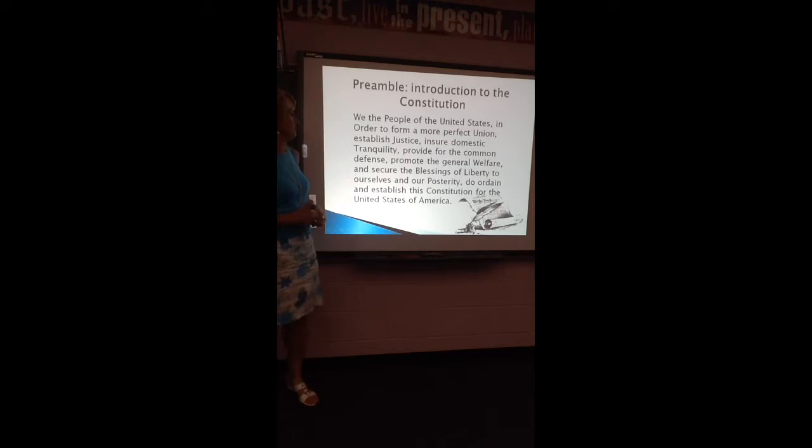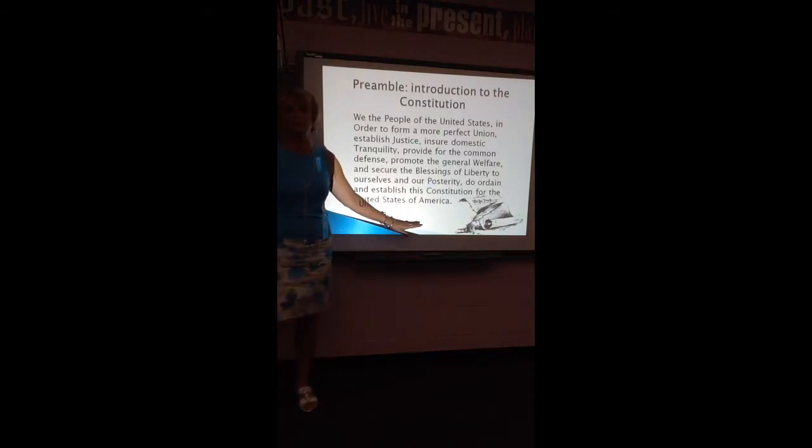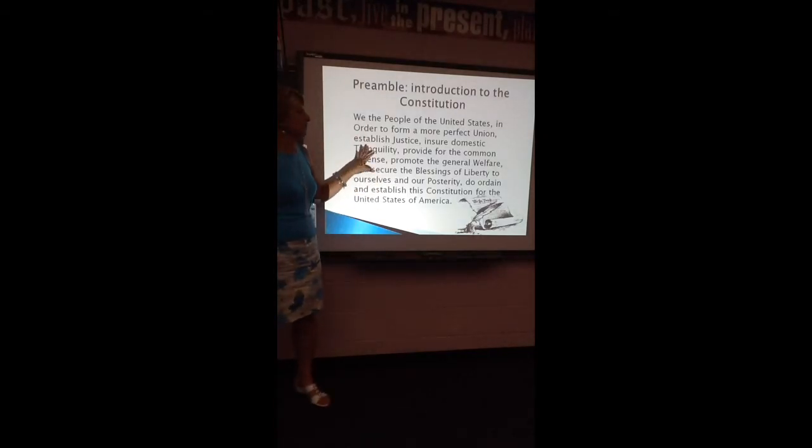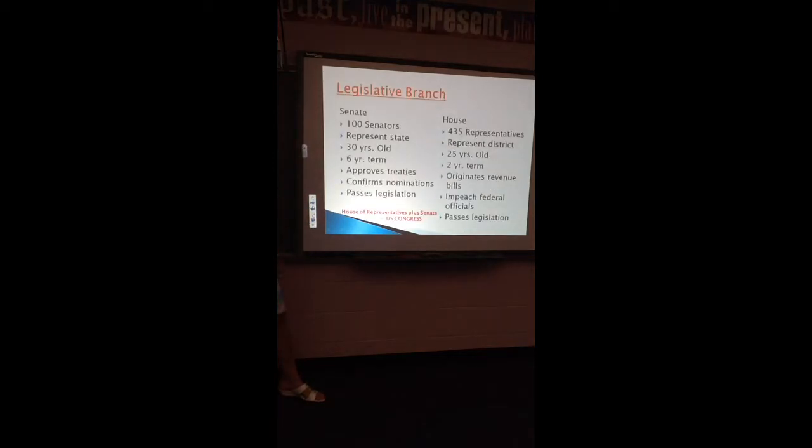and to secure the blessings of liberty. So the ability to choose and be free to ourselves and our posterity, means our descendants, to ordain and establish this Constitution for the United States. It basically says, why did we make this government the way we did? For all these reasons: establish justice, a better union, tranquility, the common good. So these were all the reasons why they re-looked at the old government and decided to create it as they did, and it's the government we presently work under.